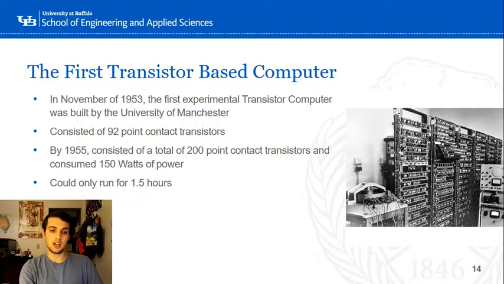And so in 1953, the first experimental transistor computer was built by the University of Manchester. The machine consisted of 92 point contact transistors, and it quickly grew. By 1955, the computer had been upgraded to a total of 200 point contact transistors, and it consumed about 150 watts of power. And since point contact transistors were not very reliable, the machine could only run for about an hour and a half.